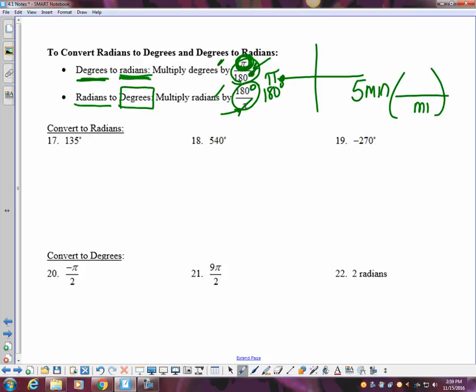I would put it on the bottom because I want my minutes to cancel and I want it to leave me with seconds. Now what's the ratio here? 60 seconds, 1 minute. So I know that that's 300 seconds in 5 minutes. So what you want to cancel goes on the bottom. What you want to keep goes on the top.